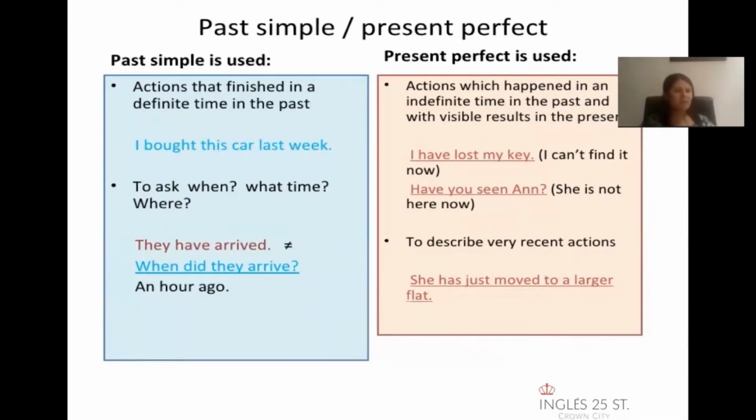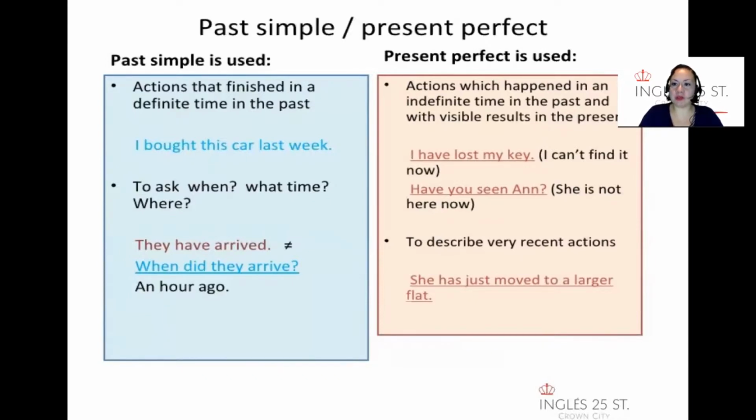Past simple is used for actions that finished in a definite time in the past. Like that is an example, right? I bought this car last week, and also to ask when, what time, and where. "They have arrived" is not the same as "When did they arrive?" An hour ago. Okay, very good. So in the past simple, we use a definite time in the past.